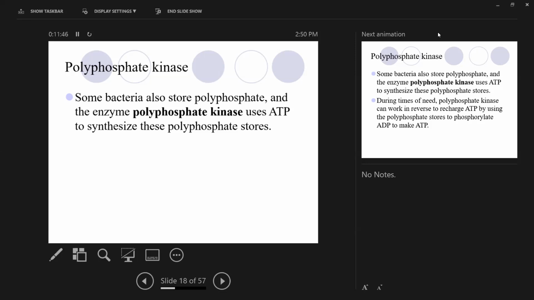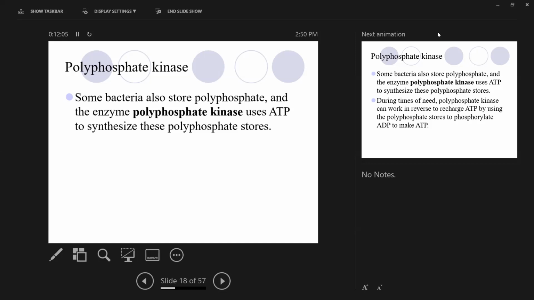So I'm curious because you can use this polyphosphate to make ATP when you need it, but then to make polyphosphate, you do use ATP. Yeah, if you have more... Where do you get the ATP to make it then? Well, if you have more energy than you need, you start storing rainy day stores.